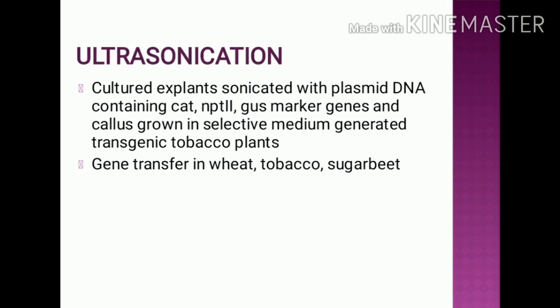In ultrasonication, sound waves are used. Cultured explants are sonicated with plasmid DNA containing marker genes, and the regenerated callus is grown in a selective medium to generate transgenic plants. This has been done in wheat, tobacco, and sugar beet.